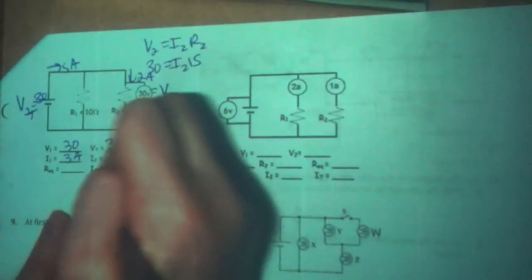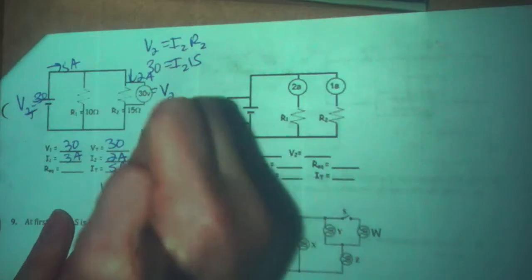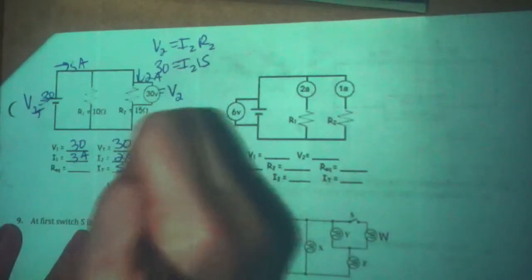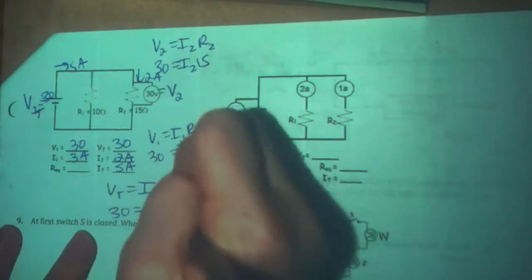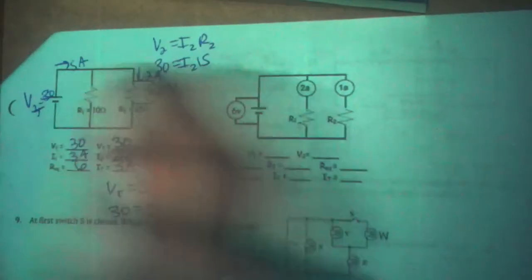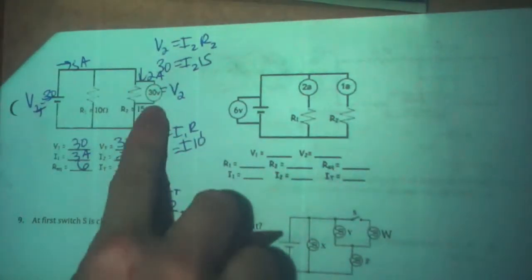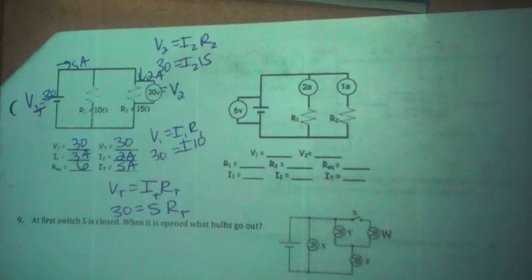And then to find equivalent resistance or total resistance, you can use V total, I total, R total. V total being 30. I total is 5, what we just found. R total, divide over, you get 6. Or you can do 1 over 10 plus 1 over 15 and 1 over that. That'll still give you 6. It doesn't matter.